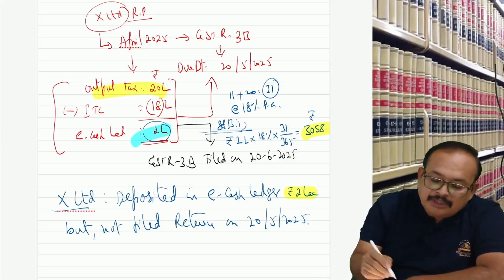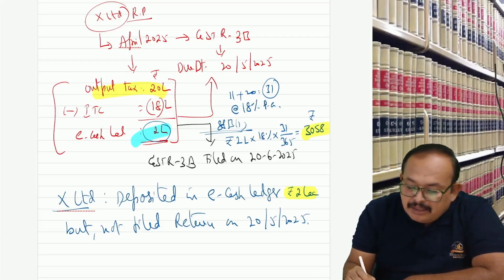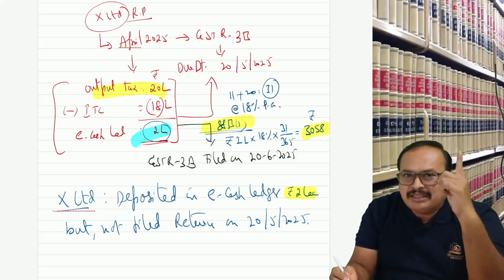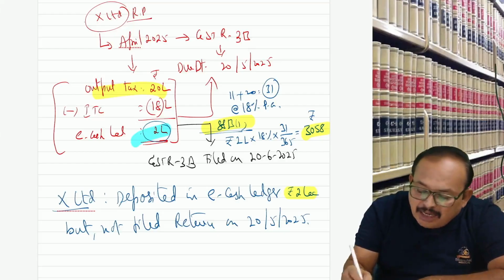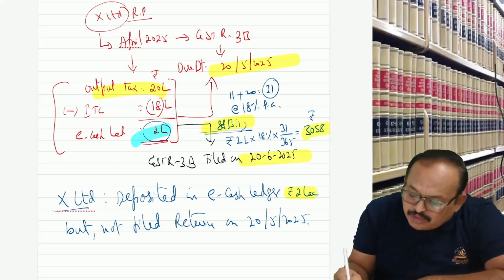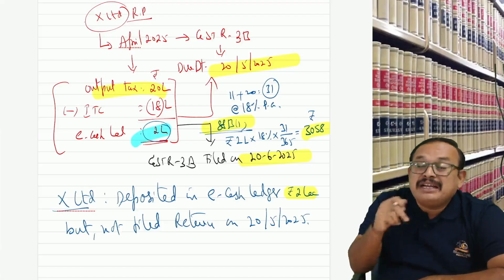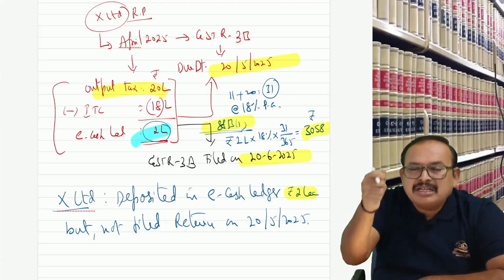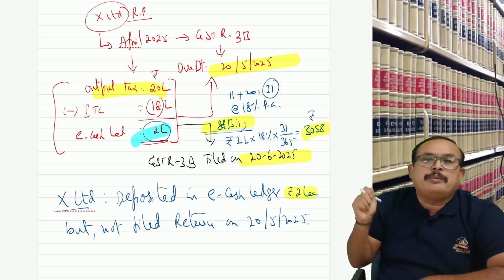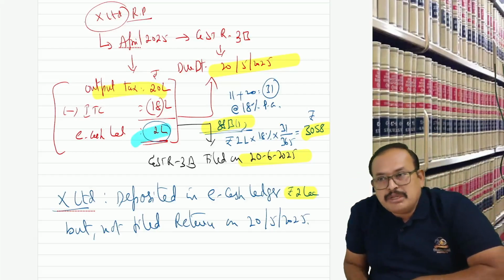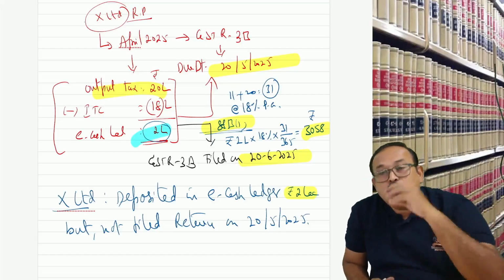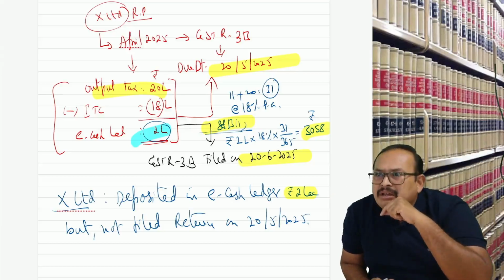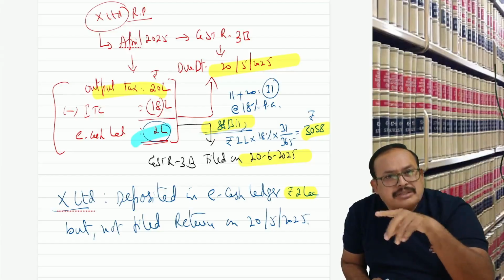Now, once you understand 88B sub number 1, this is only when, instead of filing on 20th of May, you filed on 20th of June. It is called return filed belatedly. In that case only rule number 88 capital B sub number 1 will come into picture. You get my point? While paying the liability, input tax is allowed to adjust. Is it clear?